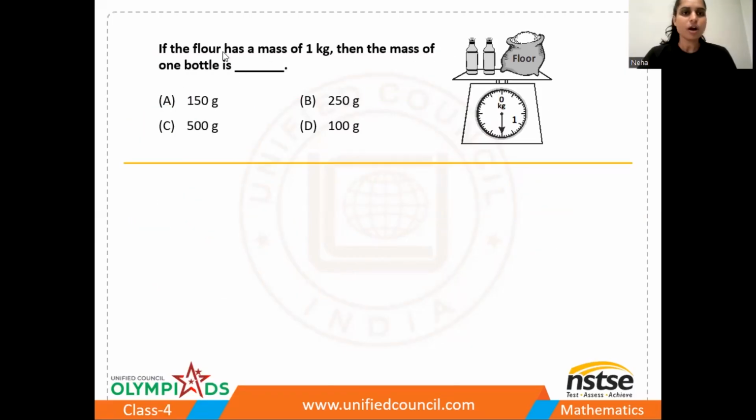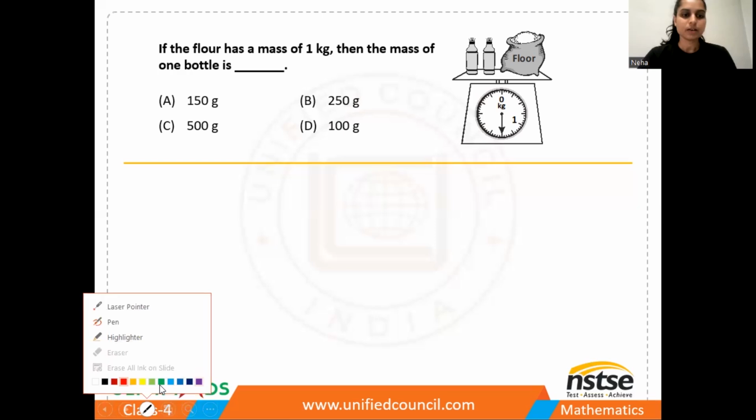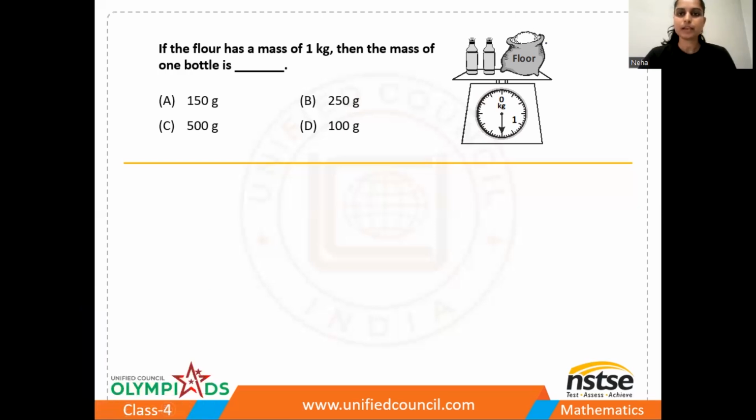The flour has a mass of 1 kg. All right, that means this is the flour. You can see in the image. So this is 1 kg. Then the mass of one bottle is, okay, what is the mass of one bottle? And the total weight is given as 1 kg and 500 grams, right? So the total mass of two bottles and flour, you can see on the measurement board, right?